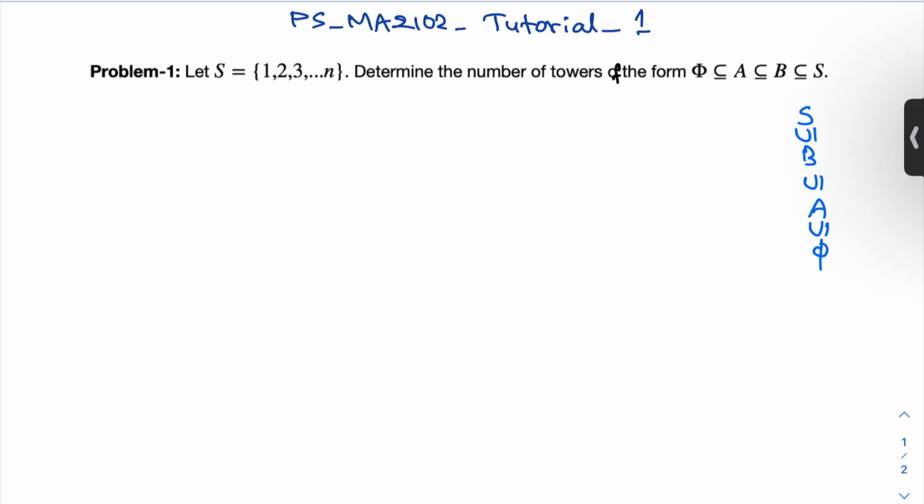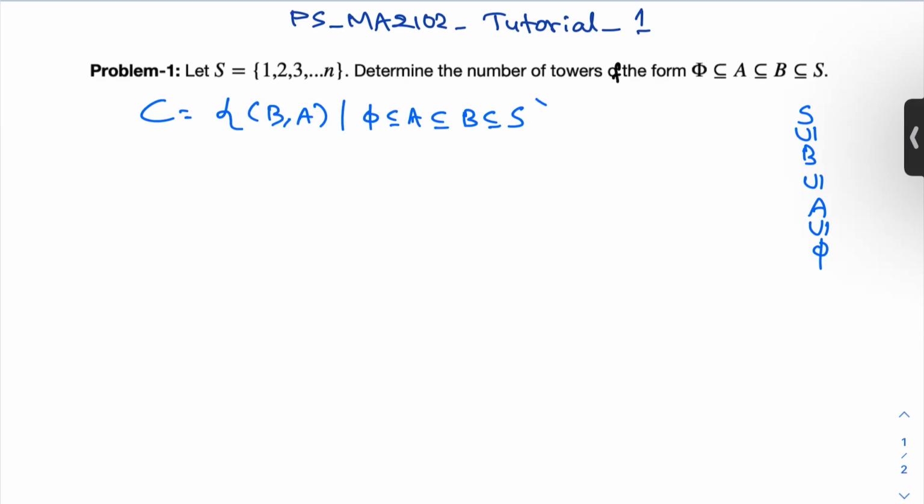So the number of towers like this will be the same as the number of ways of picking two subsets of S, A and B, where A is a subset of B. Okay, so if I say C is the set consisting of ordered pairs (B, A), where A is a subset of B, B is a subset of S. That means simply A and B are subsets of S, where A is a subset of B. We are interested in the number of elements in C.